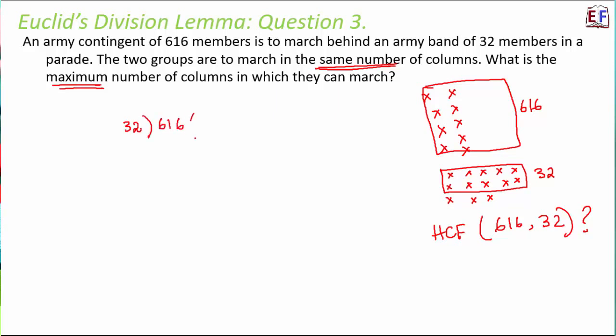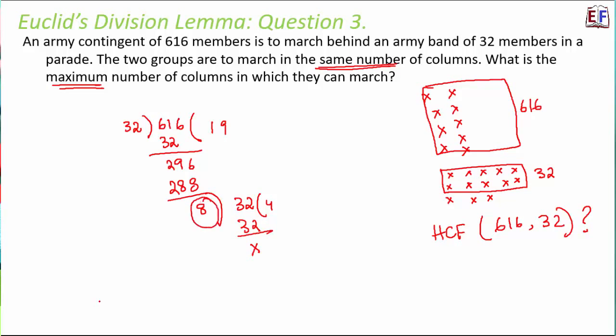So let us divide 616 by 32. So 32 ones are 32. Then we have 29. And here we get 296. So 9 32s are 288. Then we have 8. Now with this 8, we again divide 32. So 8 4s are 32. And that's it. So we get HCF as 8. Now since the HCF is 8, that means 8 has to be the number of columns in which they can march.